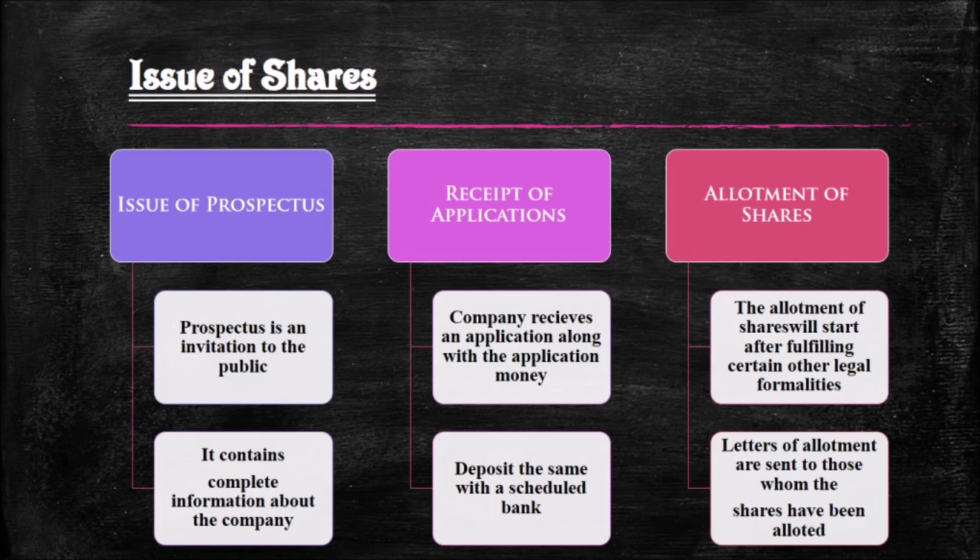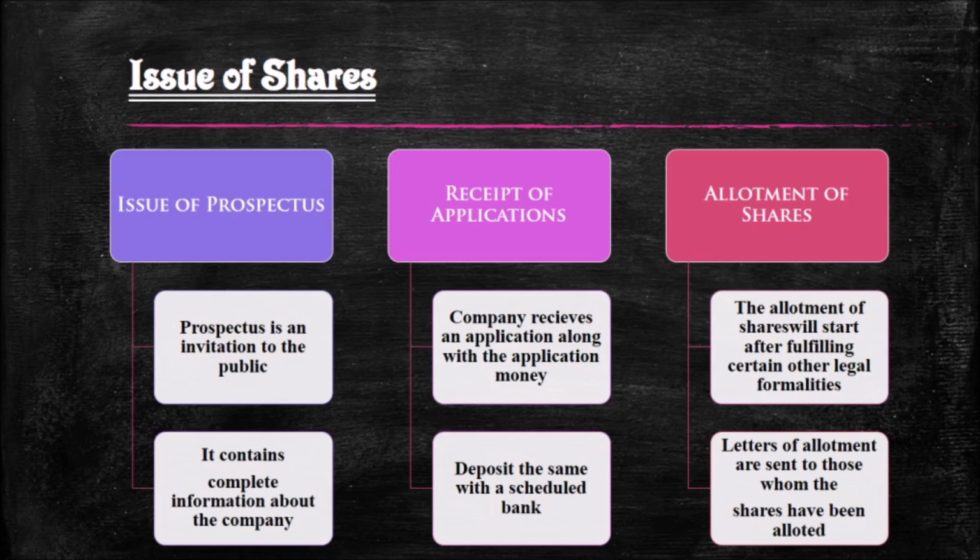Suppose, for example, 10,000 shares were issued at rupees 10. We can collect 2 on application, 3 on allotment, and the remaining in different installments. So at the time of receiving applications, we can collect 10,000 into 2. We will get 20,000 from all the applicants.